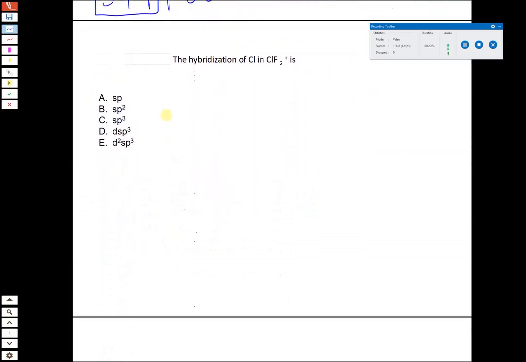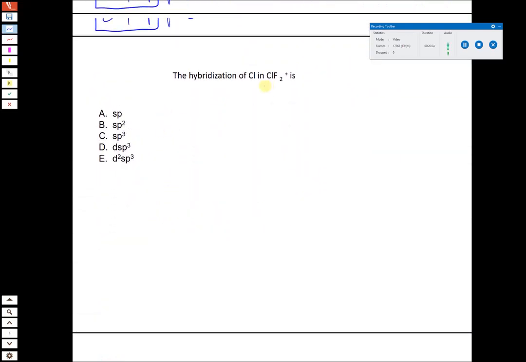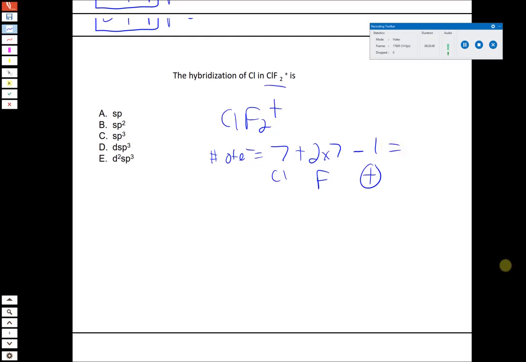Alright, same song, second verse. Let's talk about the hybridization of chlorine in ClF2+. So we're talking about, again, another cation here. And if we go through and count electrons in this case, these are all group 7 elements, so the number of electrons is going to be 7 for chlorine, 2 times 7 for fluorine, so each of those has 7 valence electrons. We subtract 1 for the positive charge, and that gives us 20 valence electrons.